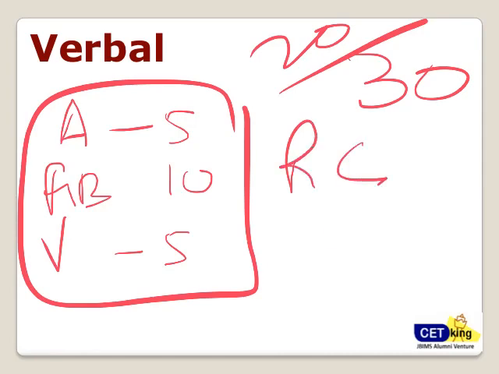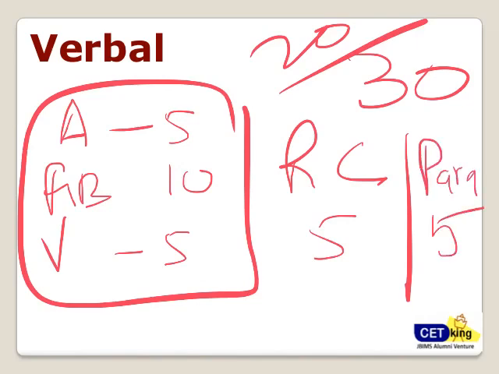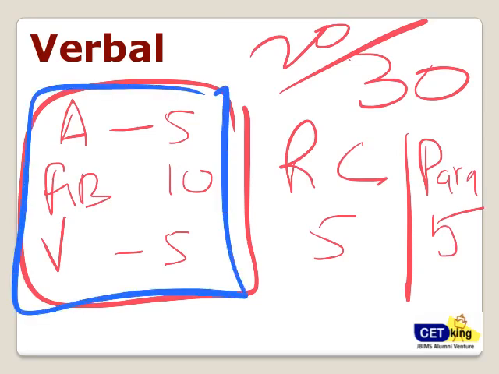Reading comprehension, only 1 passage, which you can keep for the end. And paragraph based questions, 5, para jumble, para completion. So the section is dominated by vocab, followed by RC. Alright, but the level of the verbal section overall was a little high. It's not that easy.